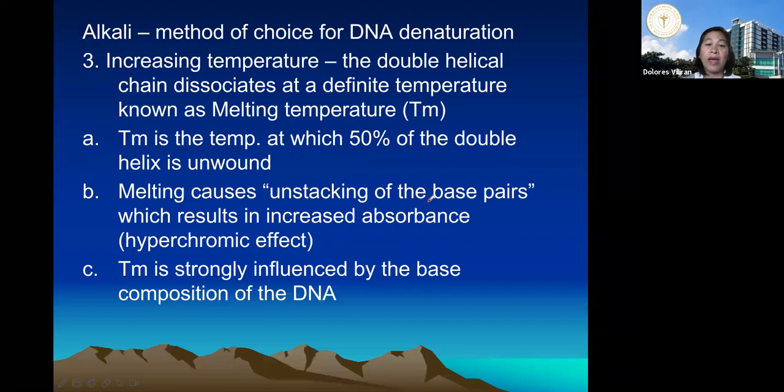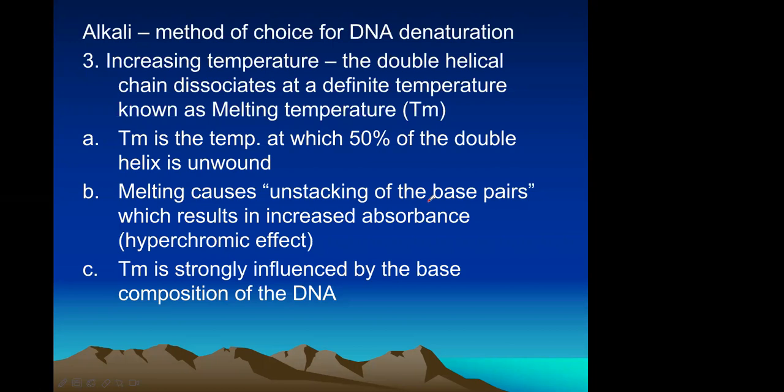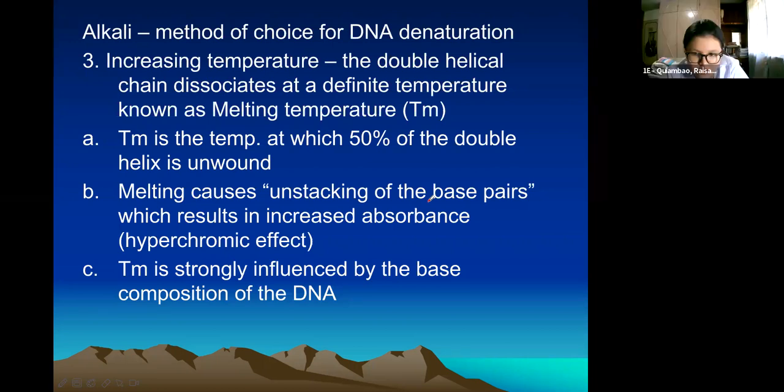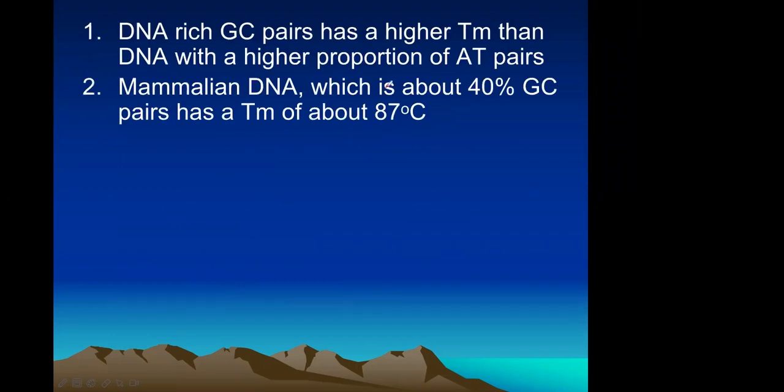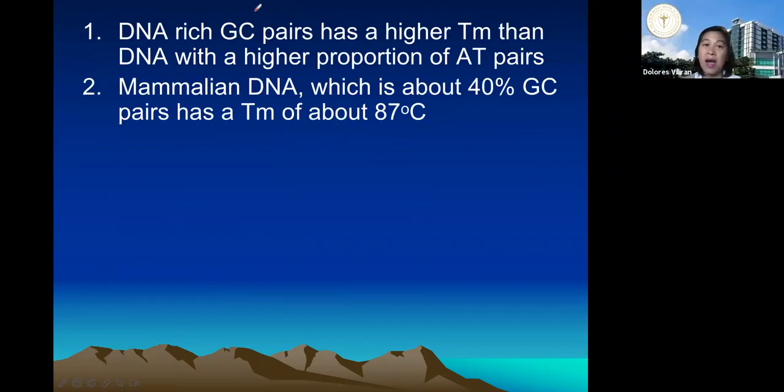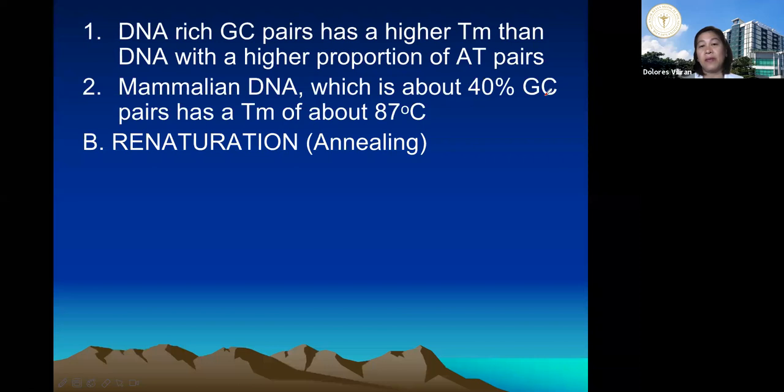Which will require higher temperature to separate the double-stranded DNA? GC pairs. Because GC has 3 hydrogen bonds, while AT has only 2 hydrogen bonds. Okay? So higher Tm for GC pairs than AT pairs. For mammalian DNA, which is about 40% GC pairs, it has a Tm value of about 87 degrees centigrade.